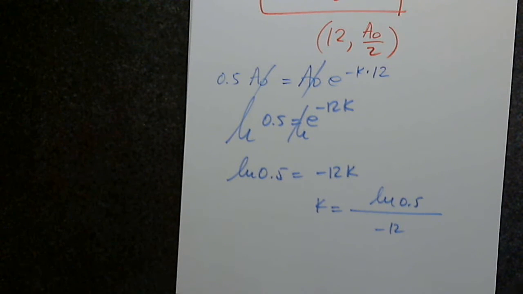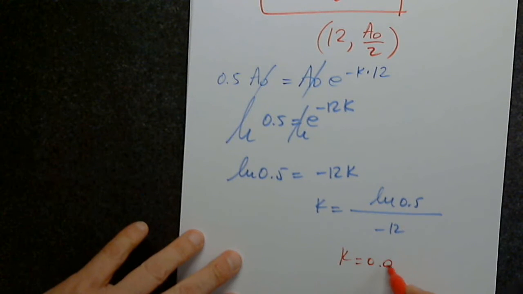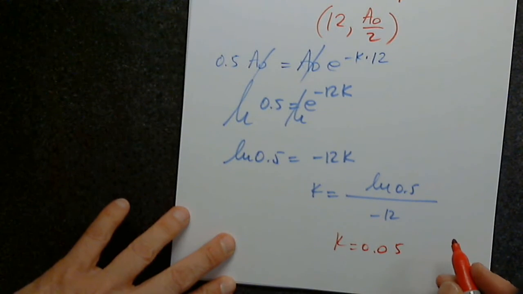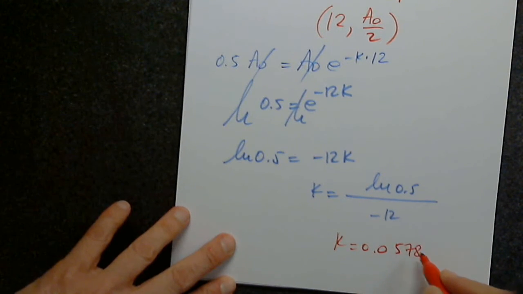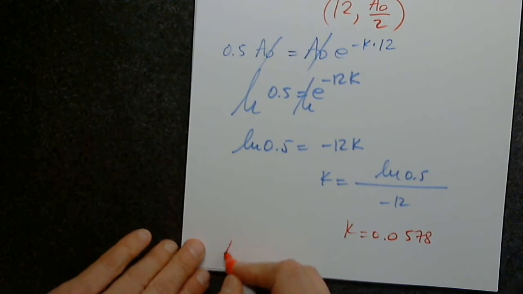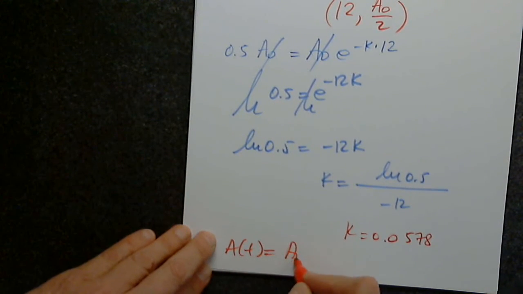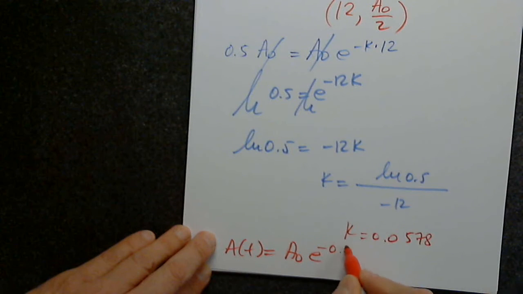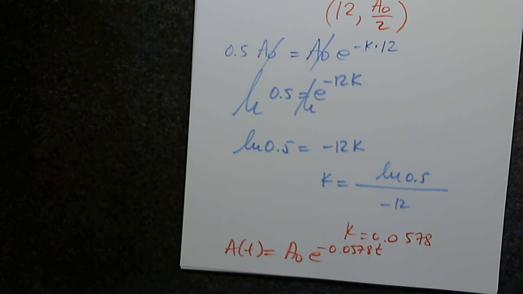How much? 0.0578. Perfect. So now we have the model. A of t equals A0 e to negative 0.0578 t. Excellent. And now we can answer the question.